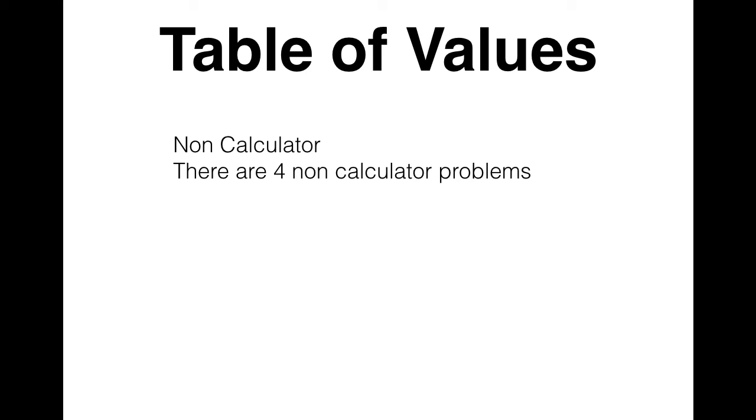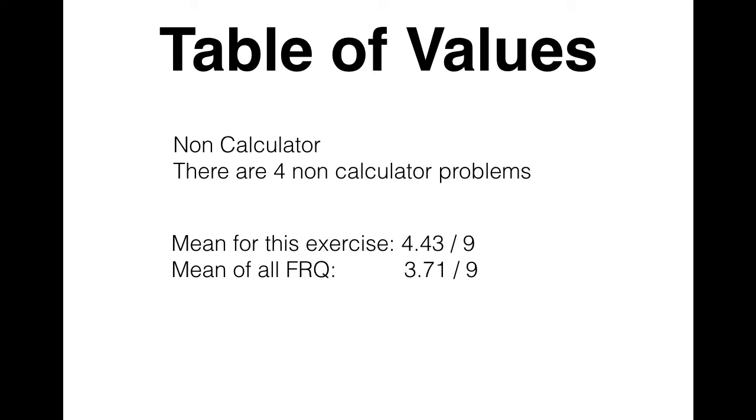The third FRQ in the 2015 AP Calculus AB exam. It was a question that used a table of values. It's a non-calculator exercise, and there are 4 non-calculator problems in this exam. The mean for this exercise was 4.43 points out of 9, which was the second highest FRQ mean score among the 6 exercises.